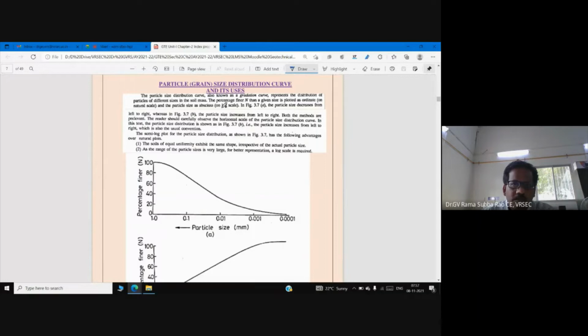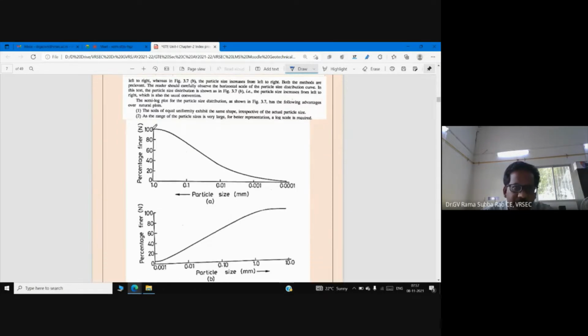Welcome you all. In this short lecture, we are going to discuss the particle size distribution curve and its uses. So many times we use it to speak. The particle size distribution curve is also called the grain size distribution curve. In fact, this is also simply called the gradation curve.